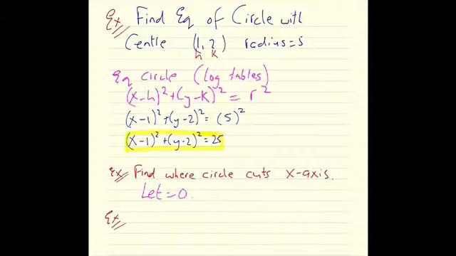I'm rushing through this because there's only a few minutes left. Verify the point A, minus 3, 5, is on the circle. I didn't do this with you today. Verify A, minus 3, 5, is on the circle.